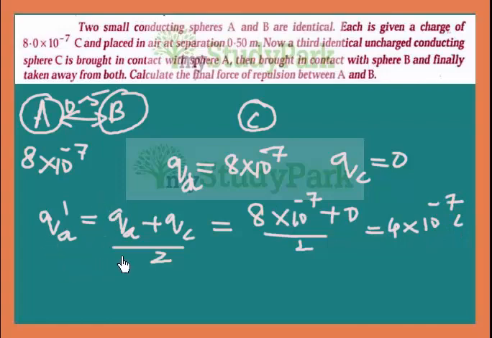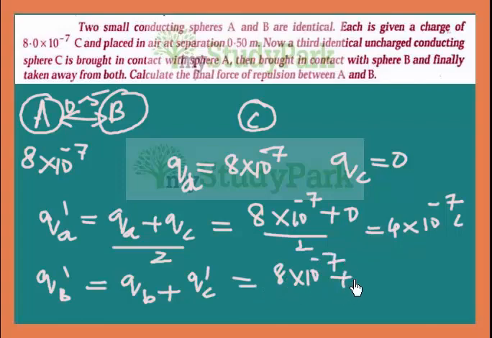Now what happens with charge B? With charge B, QB dash equals (QB + QC dash)/2. So QC already has some charge associated with it, that is nothing but this charge. So QB is 8 × 10^-7 plus QC dash, which is nothing but 4 × 10^-7, and that divided by 2, and that will give you a value of 6 × 10^-7 coulombs.